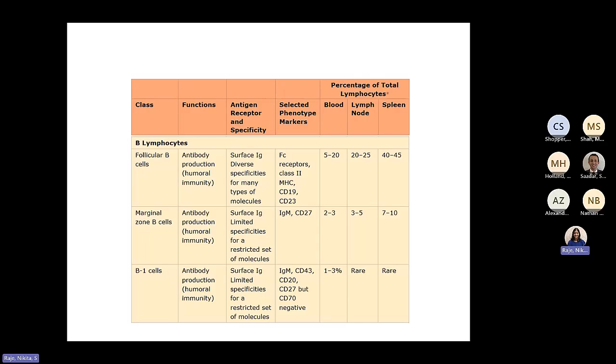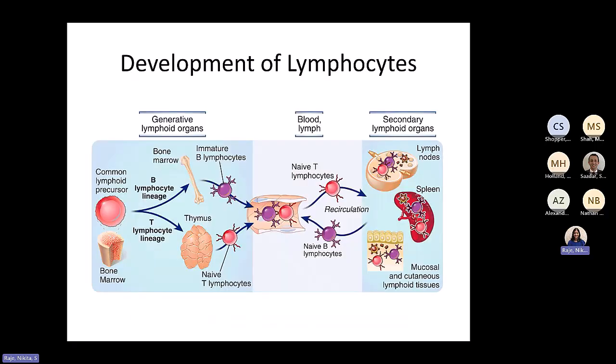All right, B cells, again, as I mentioned, most important B cells that we typically talk about are your follicular B cells, and they are positive for CD19 and have some other receptors or markers on their surface. The marginal zone B cells are IgM positive. They also have CD27 on them, and then the B1 B cells are, again, IgM positive, CD20 positive, and they have other markers as well.